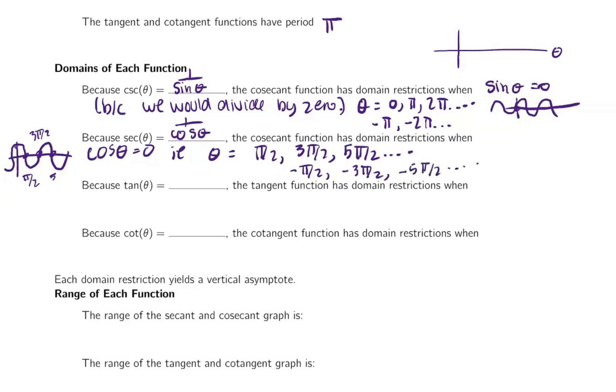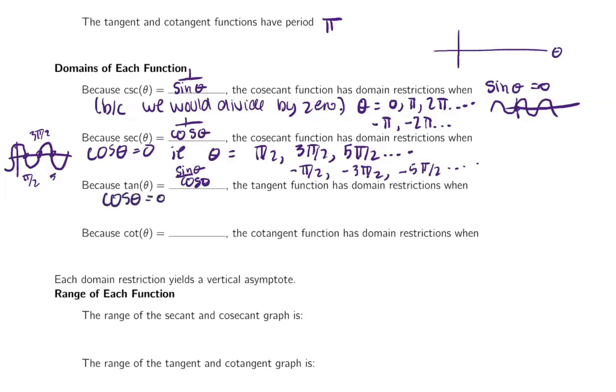If you just know this information about the graphs of sine and cosine, and you know the reciprocal identities, then you don't need to memorize this new information about the domain restrictions of cosecant and secant. You can just use what you know about sine and cosine to figure that out. And then, tangent theta is sine theta over cosine theta. So we would be dividing by 0 whenever cosine theta is equal to 0.